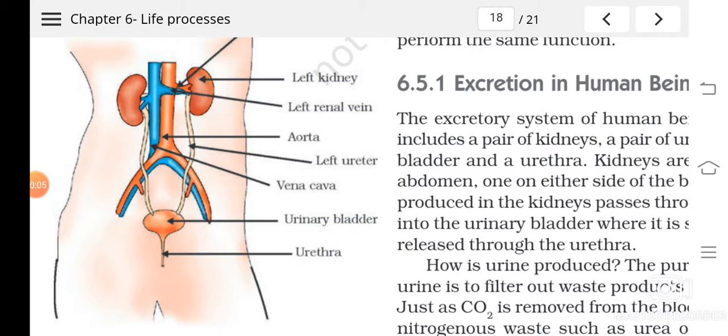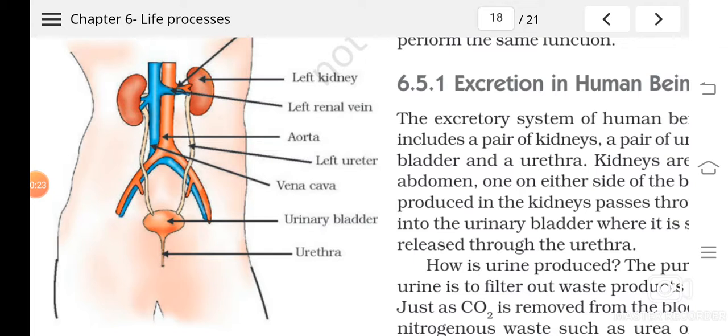In the previous class, we studied the structure of the excretory system. I explained the various parts of the excretory system of our body, and we also studied the functions done by each part of it. So, this diagram is also very important.